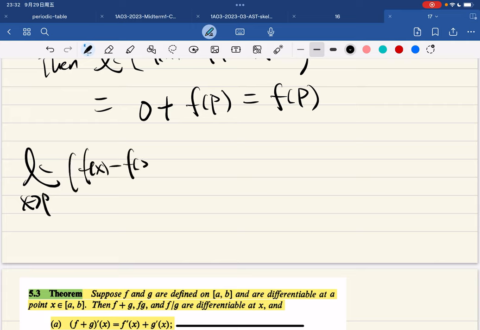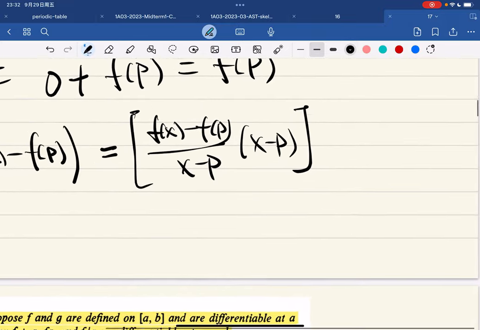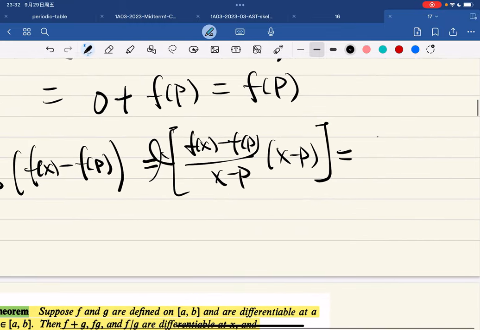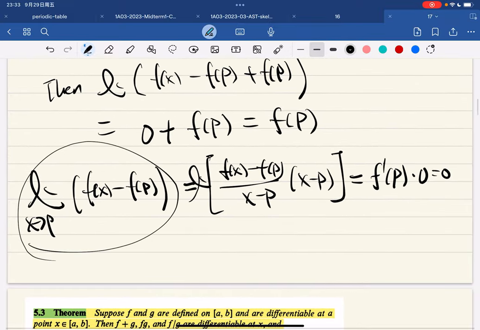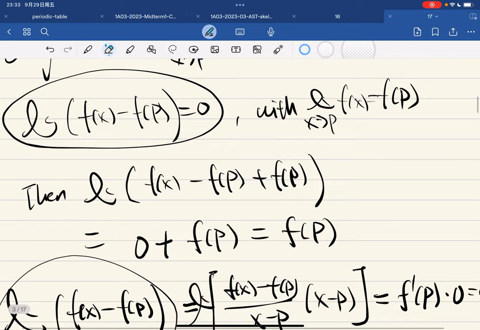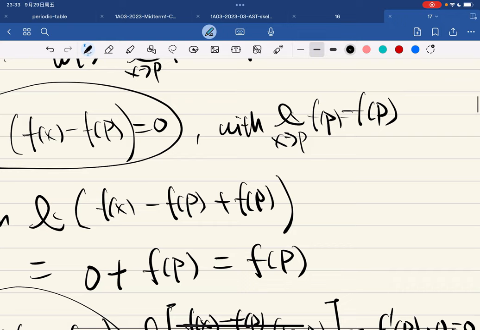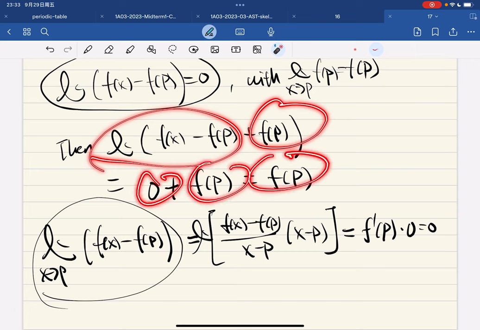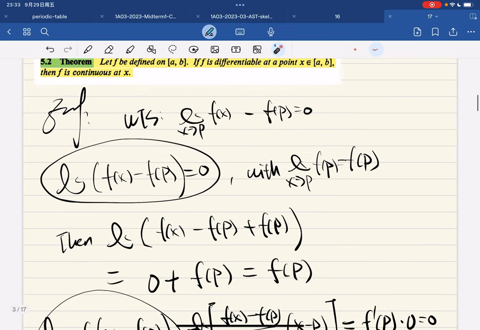We have f(x) minus f(p) is equal to [f(x) minus f(p)] divided by (x minus p), times (x minus p). We're able to do this because x is not equal to p, so x minus p is not 0. And then by the product rule of limits, this is equal to the derivative at p times 0, which equals 0. So if this limit is 0, then this should be f(p), because this function is about x approaching p and doesn't affect the point p. So the limit of this plus this is 0 plus f(p), which is the limit of f(x), basically equivalent.